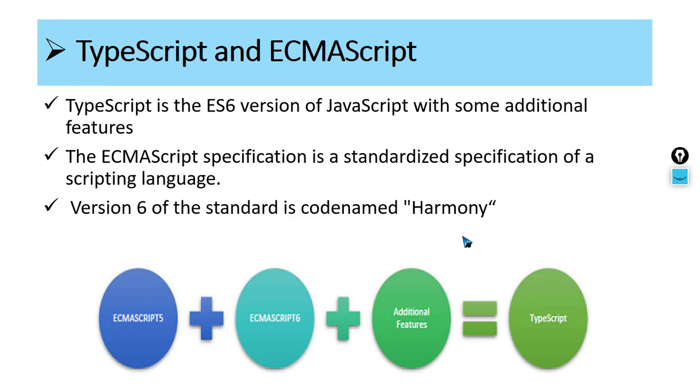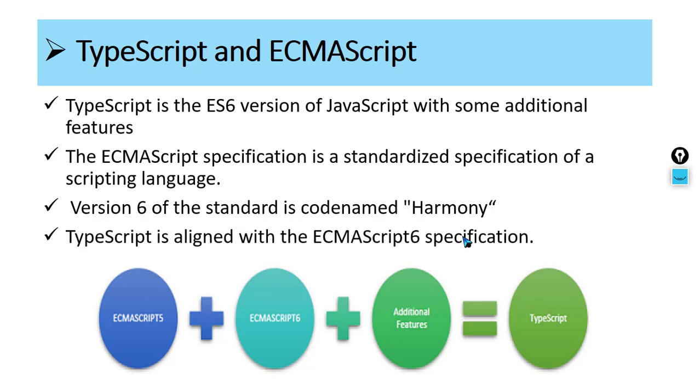In the diagram below, you can see ECMAScript plus ECMAScript 6 plus additional features is equal to TypeScript. That means in TypeScript, ECMA5 plus ECMA6 plus some additional features are added, and now it becomes TypeScript as a language. Version 6 of this standard has the code name Harmony. You should know this, because every language, every technology, every product has some code names. So version 6 has the name Harmony. TypeScript is aligned with the ECMAScript specification.